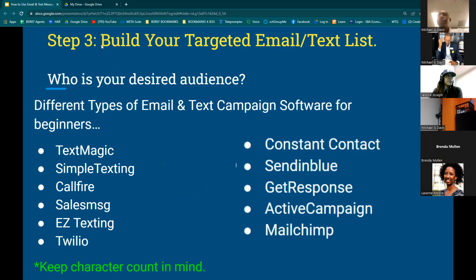All right, step 3, build your targeted email and text list, right? Who is your desired audience? Different types of email and text message campaign software for beginners. So these are a list of resources that you can use when it comes to text message and email marketing.